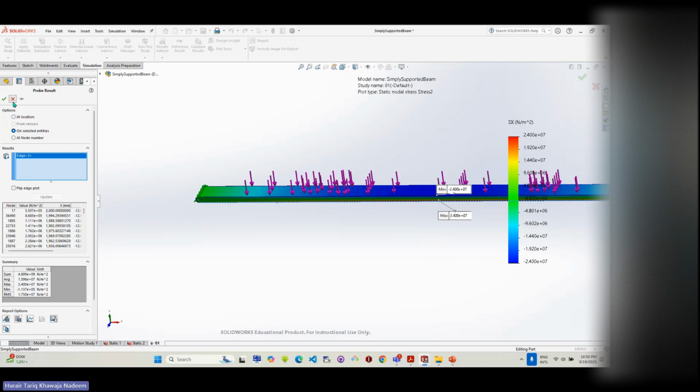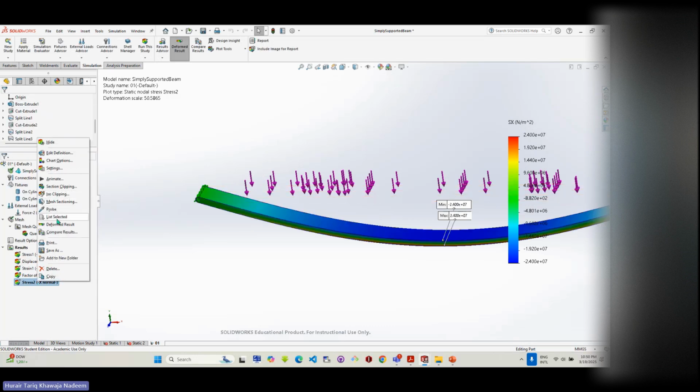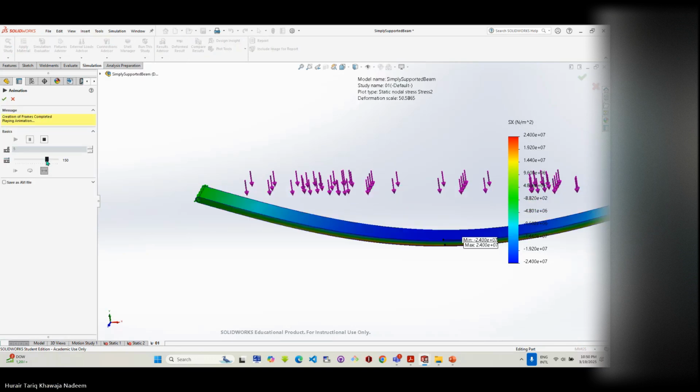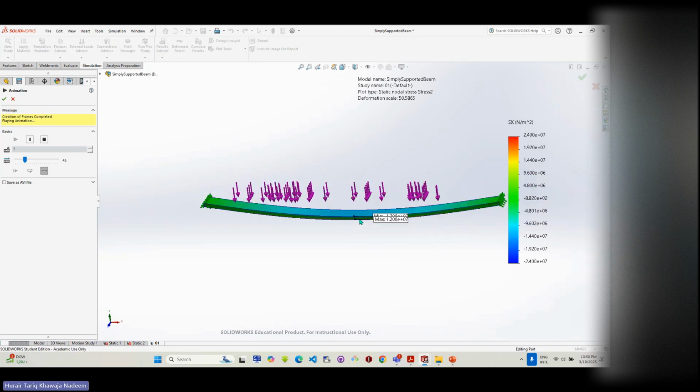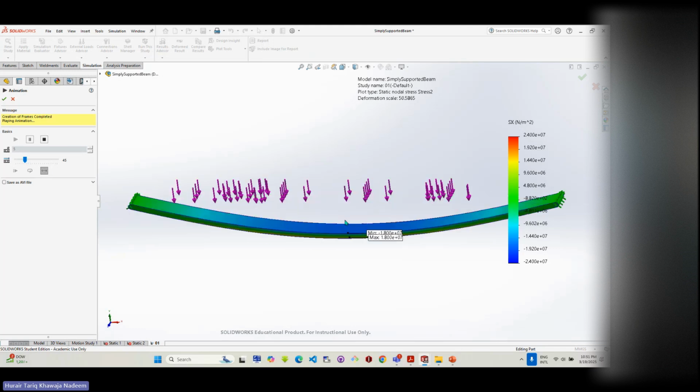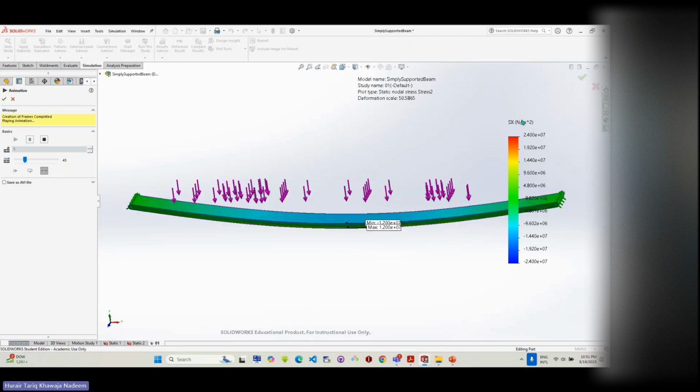Anyway, this is done. So you can do this as well. You can click on list selected, and you can do this animation. Remember, this animation is a very nice feature. It tells you how the stresses are actually changing. Okay, so green and then coming to the red. Now, because this is an educational product, I cannot change the frame rate. But in the non-educational product, you can change this frame rate to 10, 12, 15. In the educational one, they haven't given us that feature. So I tried to do this, but it's not working. But anyway, it gives you an idea how the stresses are changing.